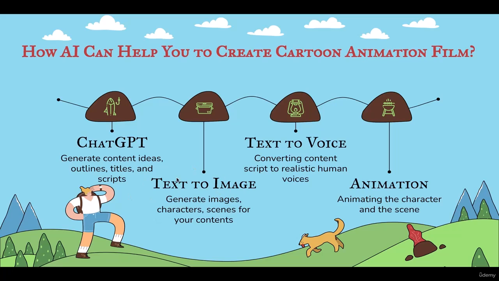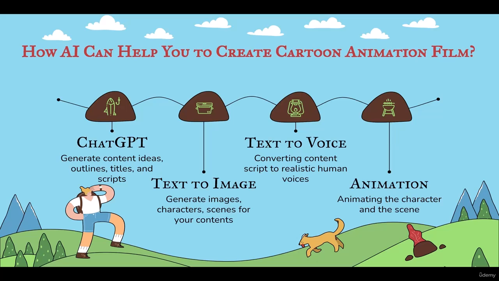And the second component of the filmmaking process that you can outsource to AI is the characters and the scenes. You can utilize text to image generators like Leonardo AI, Runway ML, Midjourney, DALL-E, and still many others, like Stable Diffusion. So you can use a text to image generator to generate characters and scenes for your film contents.